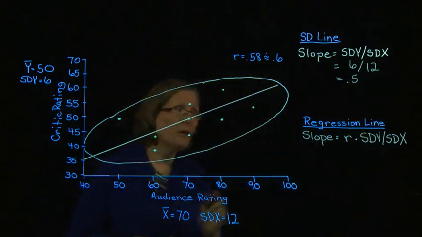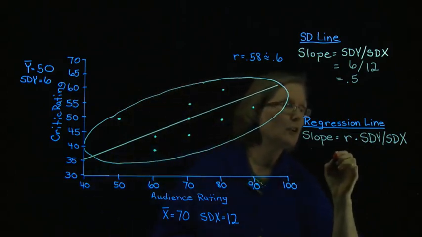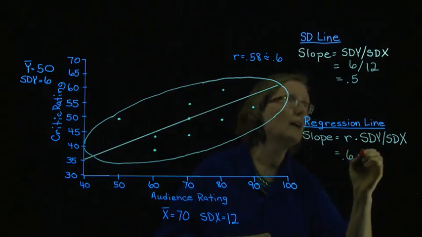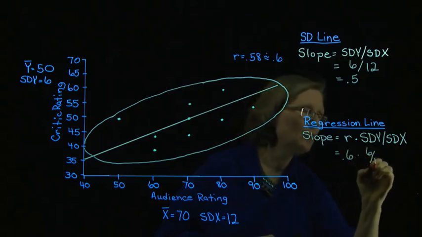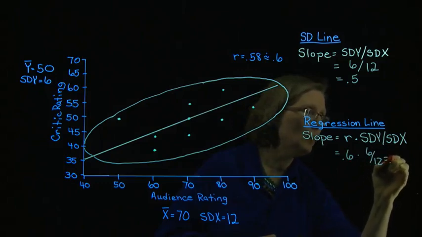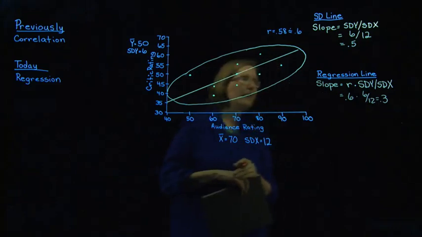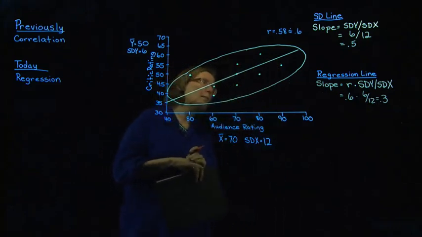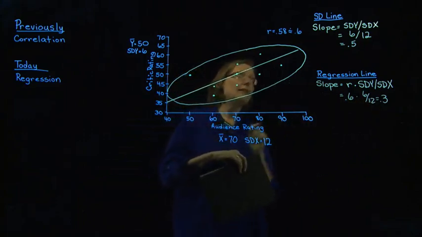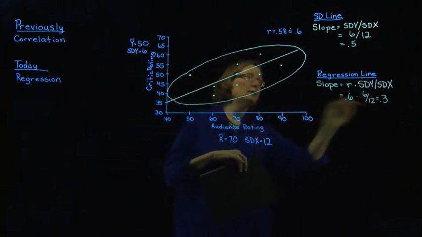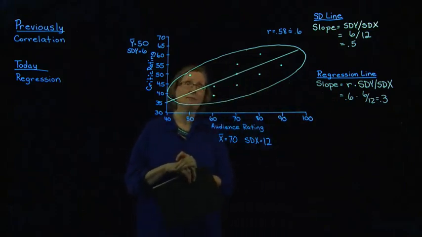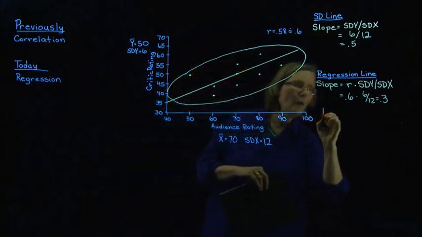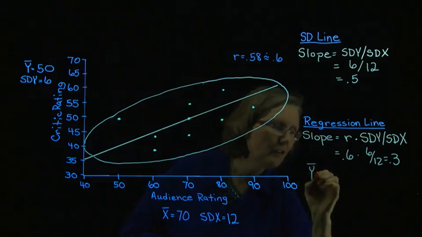The slope of our regression line is the correlation, which I've approximated at 0.6, times 6 over 12, which is equal to 0.3. So now, as audience rating increases by 1 unit, the critic rating will increase by 0.3 units. For the regression line, it always falls through the point of averages.